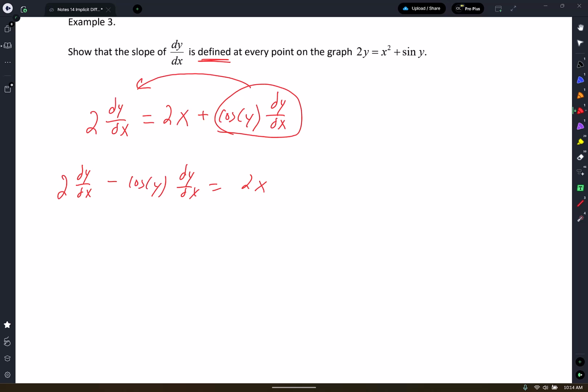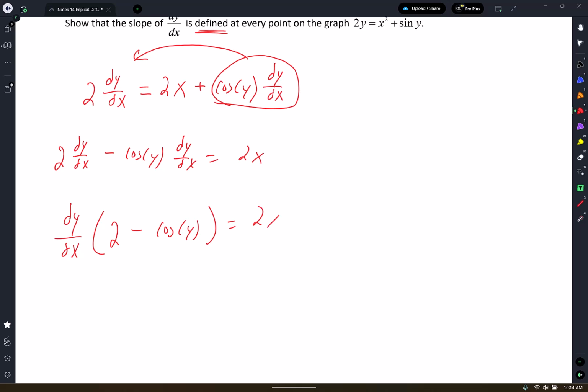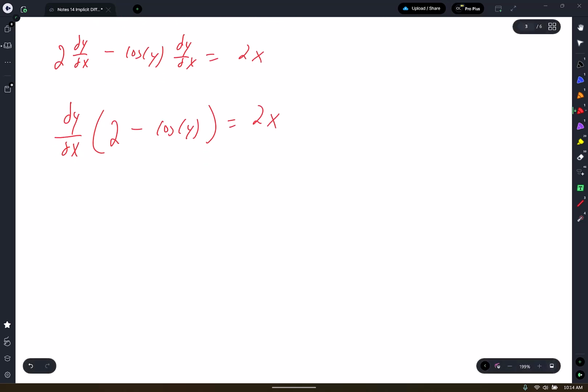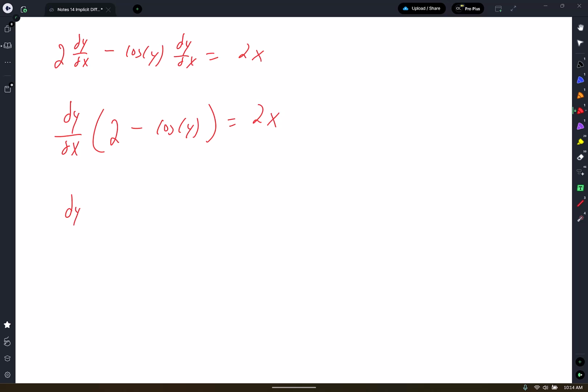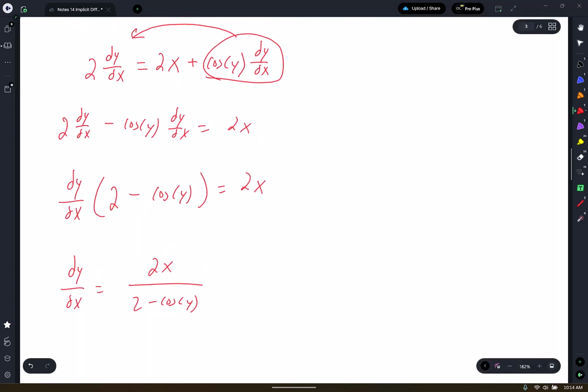What am I trying to solve for? So I'm going to factor out dy/dx. Factor it out: dy/dx times (2 minus cosine y) equals 2x. So catch up to here. We're trying to get dy/dx by itself, so just divide. dy/dx equals 2x in the numerator, 2 minus cosine y in the denominator. No, the 2's can't cancel out because of the minus. Algebra.